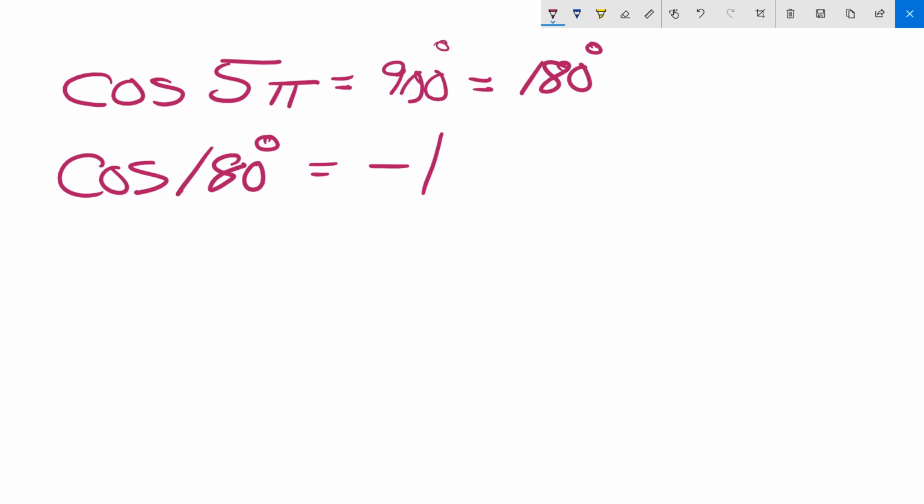Do you need the sine and the tangent also on this? Okay. What else? Did you say sine or cosine? Sine of 9 pi over 4.